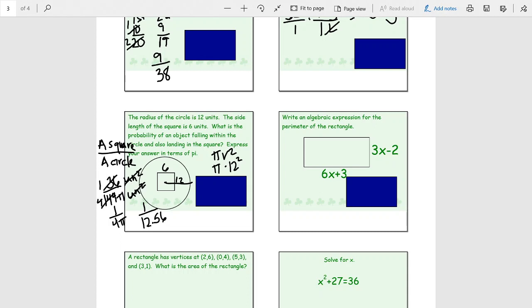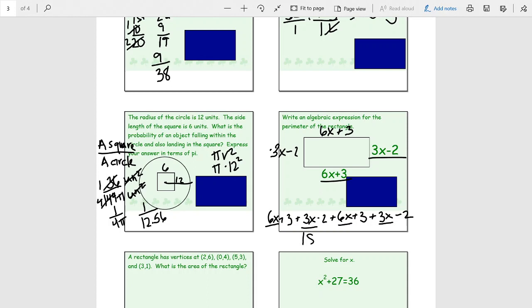Next one says we want the perimeter of the rectangle, which means I need to add this, and another one of each of those. So we can add all of this up, and I'm just going to write it out. We have a 6x plus 3 plus a 3x minus 2, and another 6x plus 3, and another 3x minus 2. Combining like terms, I would combine 6x, 3x, 6x, and 3x.